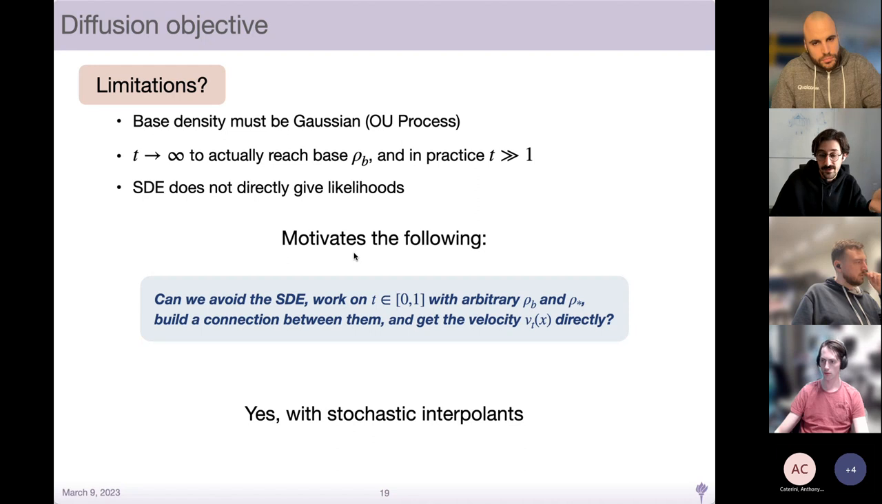So this motivates us to ask, okay, we know the paradigm works well for training. Is there a way to avoid the SDE entirely, work on a finite interval so that we actually satisfy the boundary conditions of some Fokker-Planck or continuity type equation with arbitrary base and target density, so you don't need to just rely on a Gaussian? Build a connection between them that allows us to get this velocity directly with no notion of the score. And so our pitch is that this is feasible to do with this stochastic interpolant method.